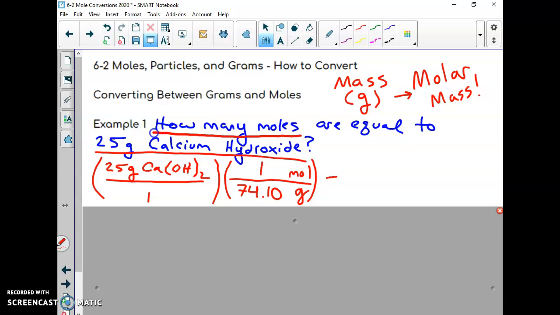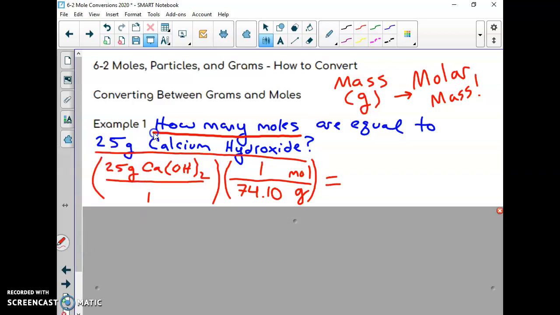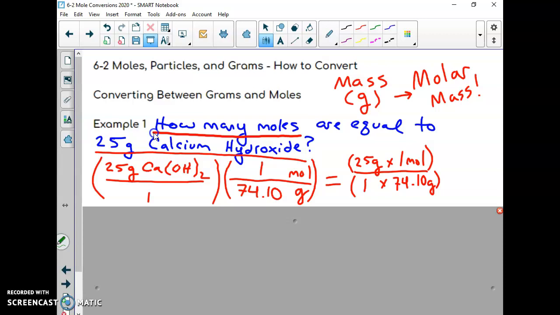So I'm going to show the actual calculation. You don't have to do this, but I think it's worth looking at. When we run this through, you're multiplying fractions. When you multiply fractions, you multiply straight across and then you divide afterwards. So we have 25 grams times 1 mole, and I know these units might seem a little weird, but you'll see why I'm doing this pretty soon. We have 1 unitless 1 times 74.10 grams. It's kind of silly that I'm including the ones in there, multiplying by 1 doesn't change the value of a number. But we do want to look at the units.